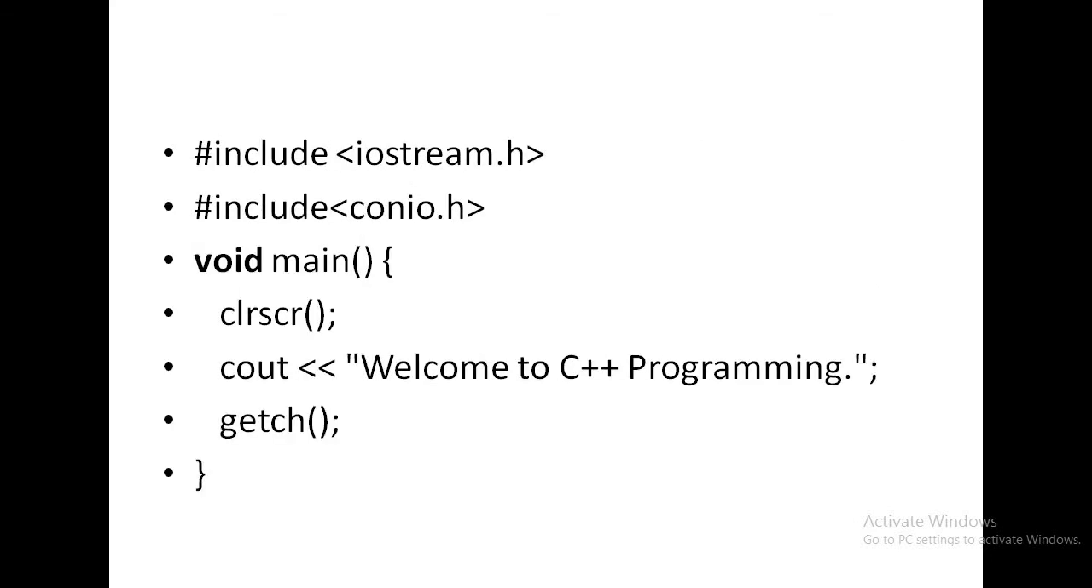then write the following code like this: #include <iostream.h>, #include <conio.h>, void main, curly braces, clrscr semicolon, cout << "Welcome to C++ programming", getch, curly braces end. From this program you already know many things, but the new thing is here: instead of writing stdio.h, I am writing iostream.h.